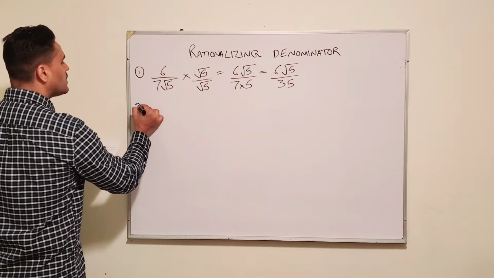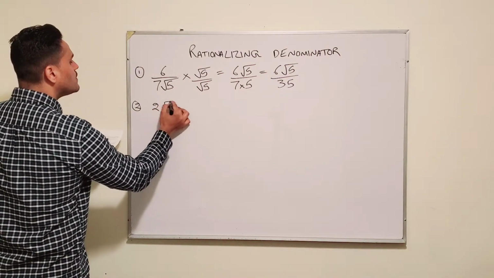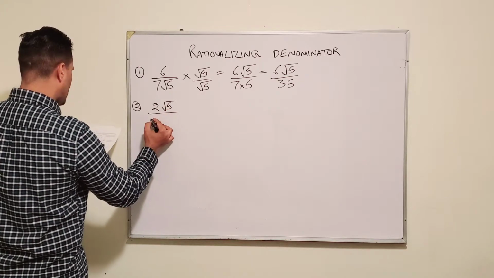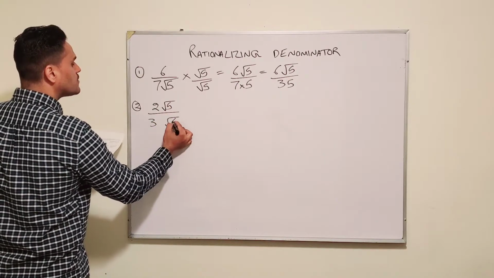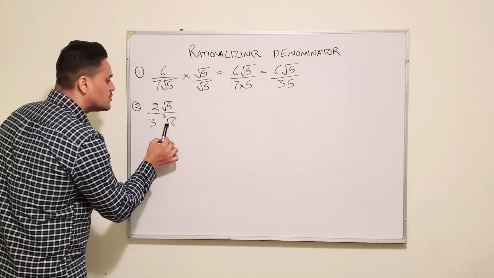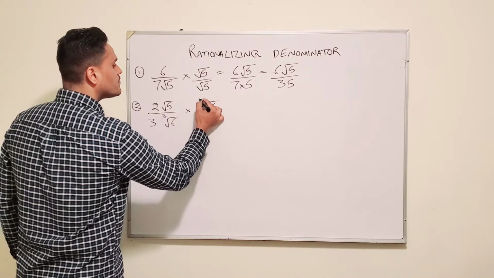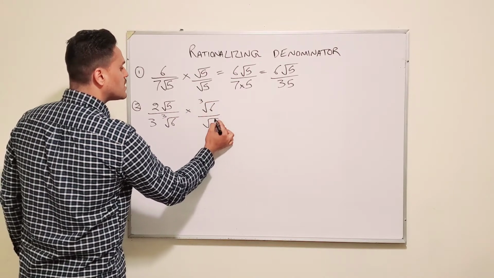Let's do another example. So we have 2 square root 5 divided by 3 cube root of 6. Again guys, the main thing that I want to tackle here is cube root of 6. So we're going to times it by cube root of 6 and divide it by cube root of 6.